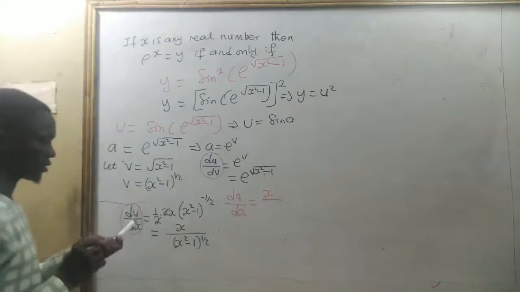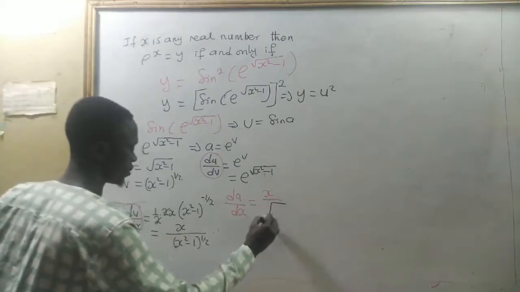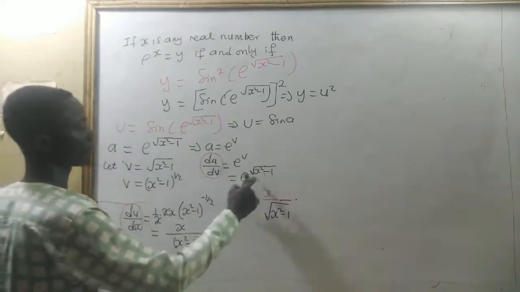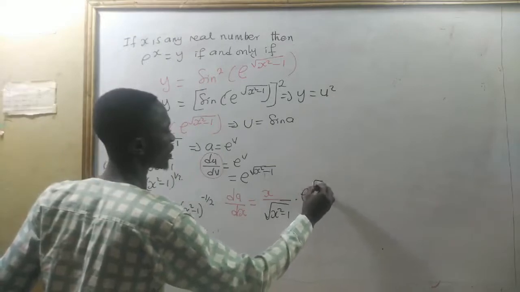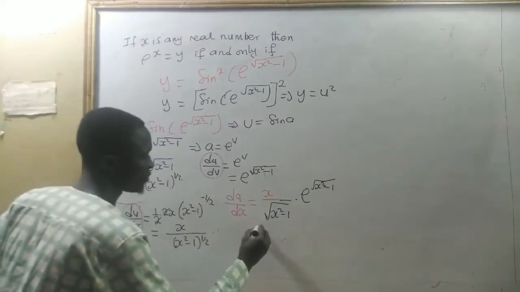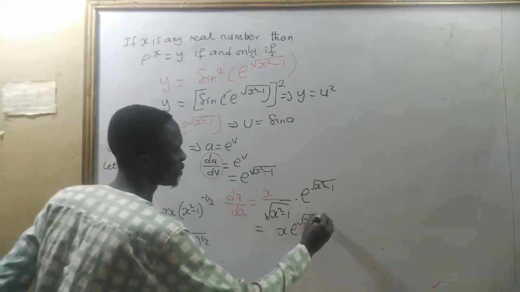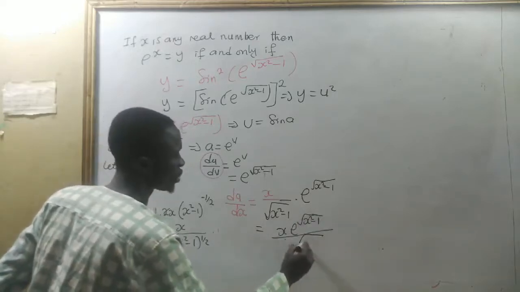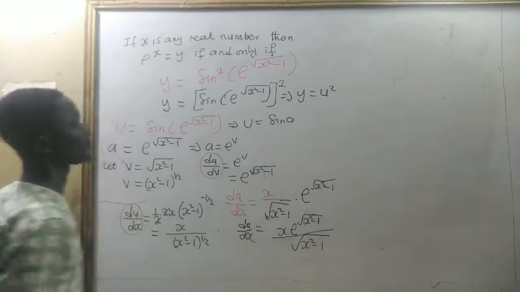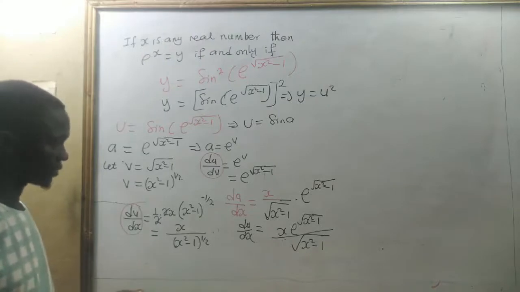x divided by, power half means square root. So we take the square root of x squared minus 1, times dA/dv, that is e to the power square root of x squared minus 1. And this will give us x e to the power square root of x squared minus 1 divided by square root of x squared minus 1 as our derivative of A with respect to x. So we found the derivative of A with respect to x.